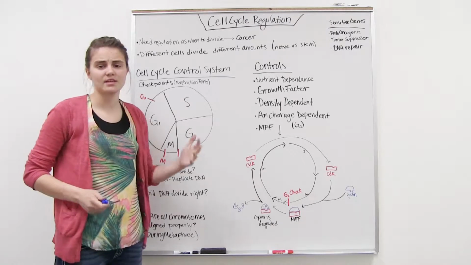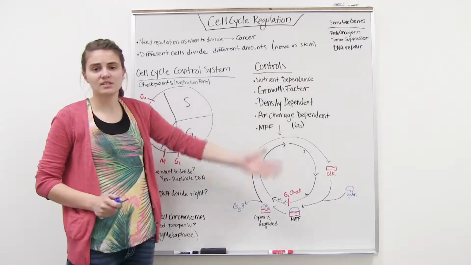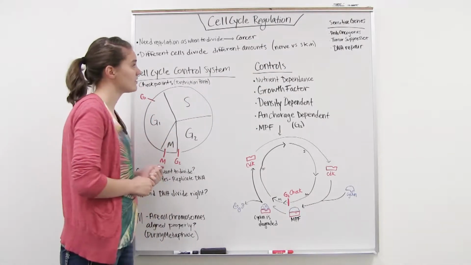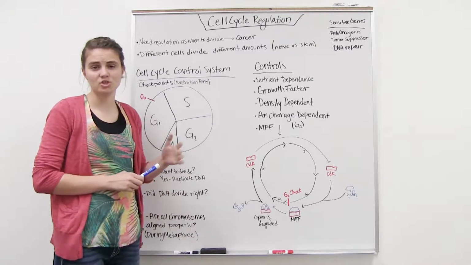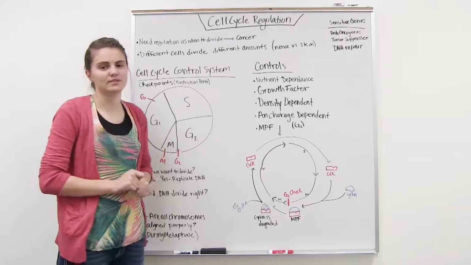And so every cell is different in the amount that it needs to divide. Some cells, such as skin cells, are divided constantly because we constantly need to replace them. Other cells, such as nerve cells, when they're mature and adults, will never divide, and that's why if you damage your nerves, it can be a problem.